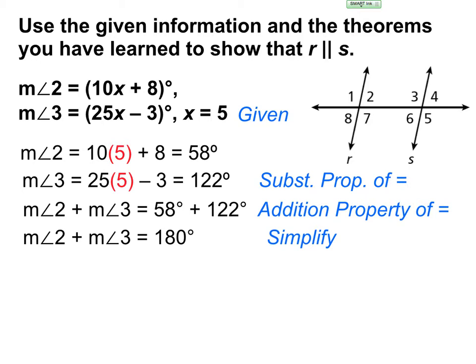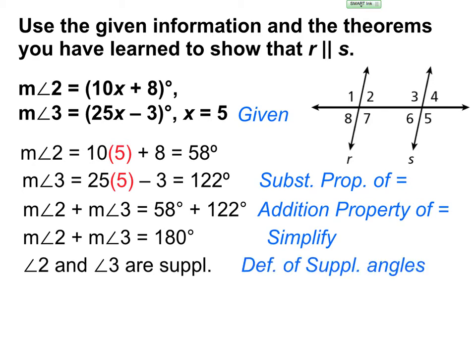What does that indicate? What can they be called? They add up to 180. They can be called, not linear pair necessarily. You have to know what they look like. Supplementary though. Okay, so the next line, call them supplementary.